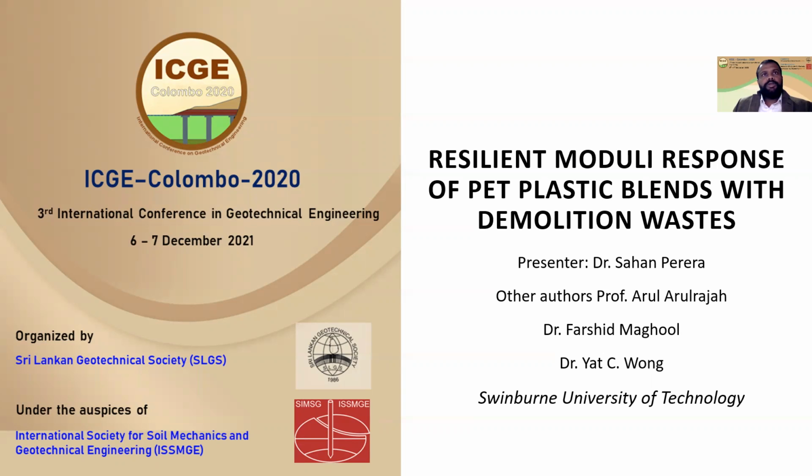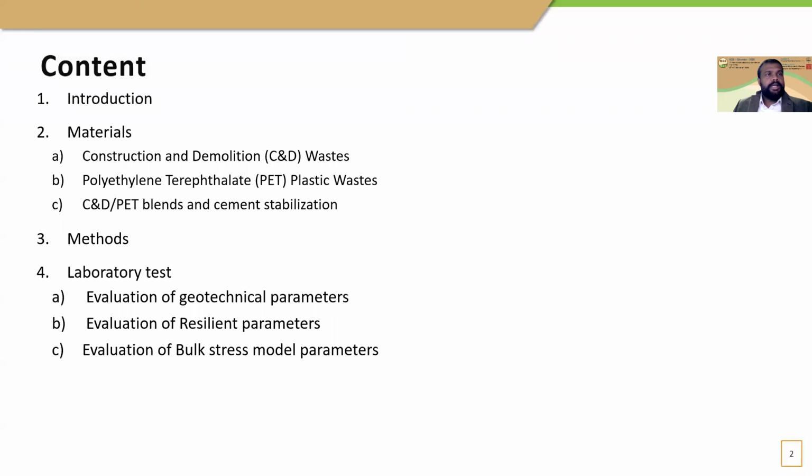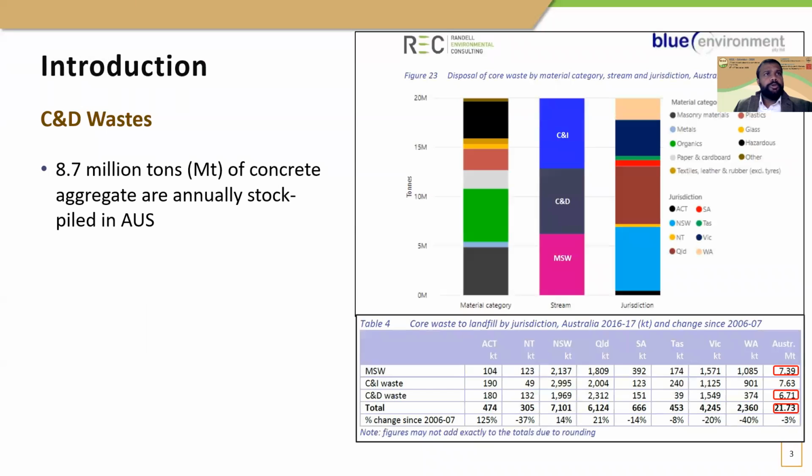Moving on to the introduction and the materials, which are construction and demolition waste, polyethylene terephthalate, which is PET plastic waste, CND and plastic blends, and methods and laboratory tests, which comprise evaluation of geotechnical parameters, evaluation of resilient parameters, and evaluation of bulk stress model parameters. Results and discussion, conclusion, and references. Okay, moving on to the introduction.